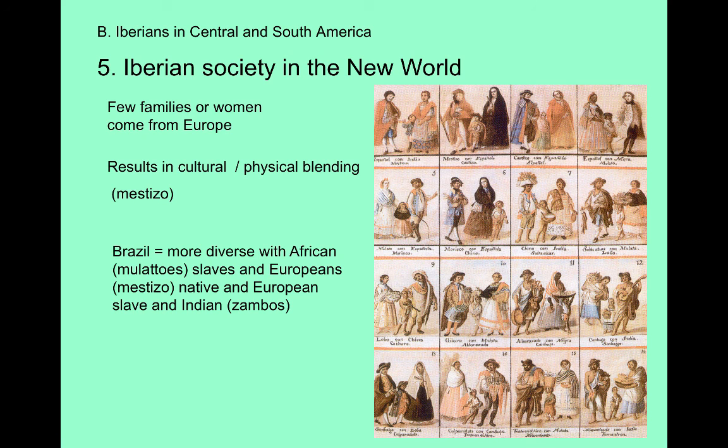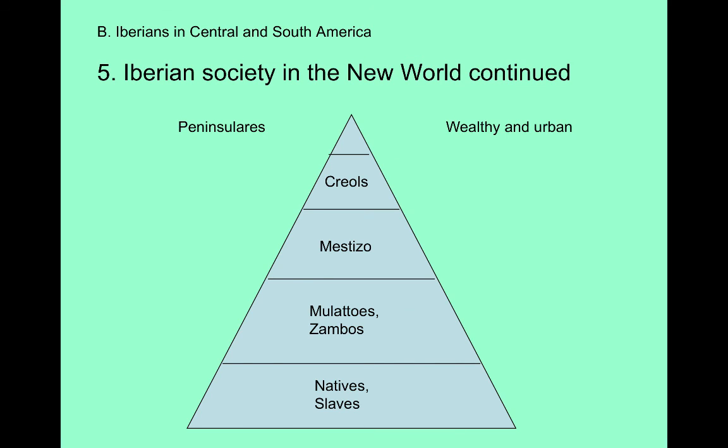And so we see that race plays a very important part in your social standing in the New World. The color of your skin and also your ancestral background will determine your social status up and down the social classes. So let's look at that social system.